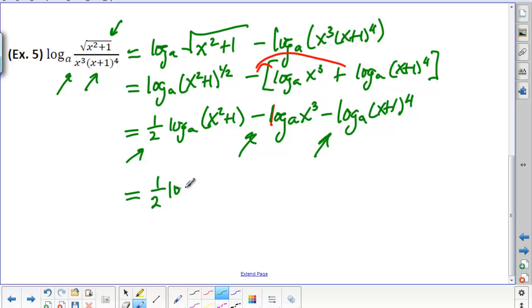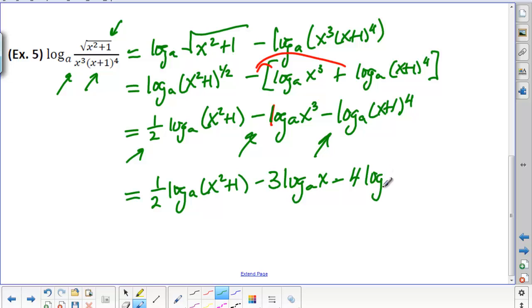So to finish this up, we've got a 3 here, so we can put minus 3 log base a of x. We've got a 4 here, so minus 4 log base a of x plus 1. Now at this point, we're really not doing any simplifying. You'll notice that looks a whole lot more complicated than what we started with. But again, it's just using these properties, trying to get used to how they work.